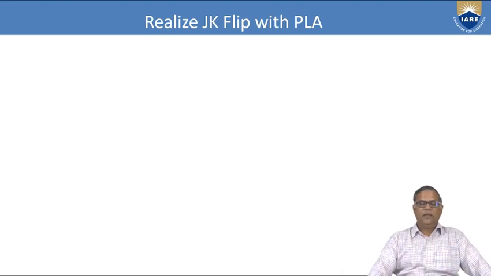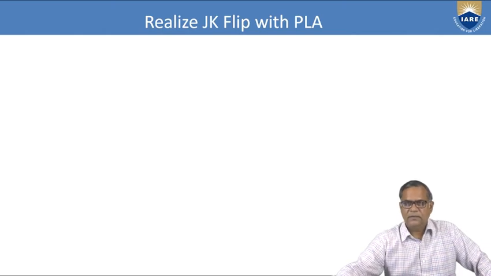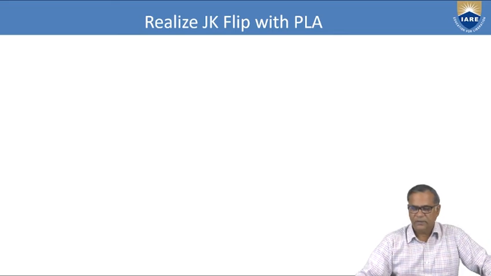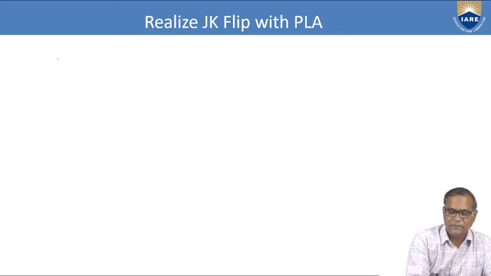Next, let us realize the JK flip-flop using PLA. To realize any Boolean function, what is basically required is the truth table. So this is the truth table for the JK flip-flop.